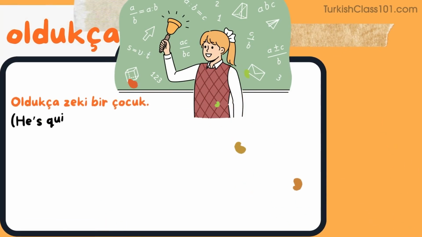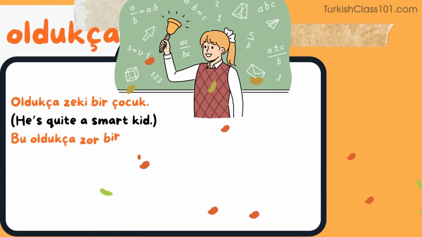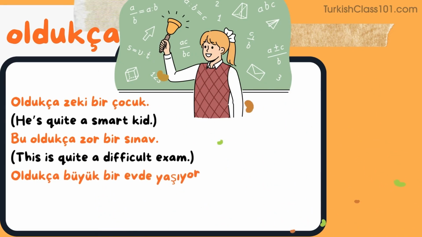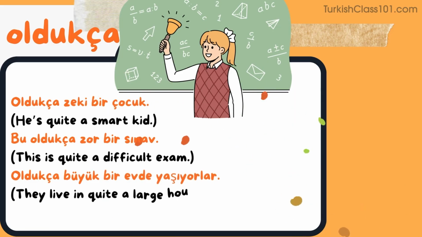Oldukça zeki bir çocuk. He's quite a smart kid. Oldukça zeki bir çocuk. Or bu oldukça zor bir sınav. This is a quite difficult exam. Bu oldukça zor bir sınav. Oldukça büyük bir evde yaşıyorlar. They live in a quite large house. Oldukça büyük bir evde yaşıyorlar.